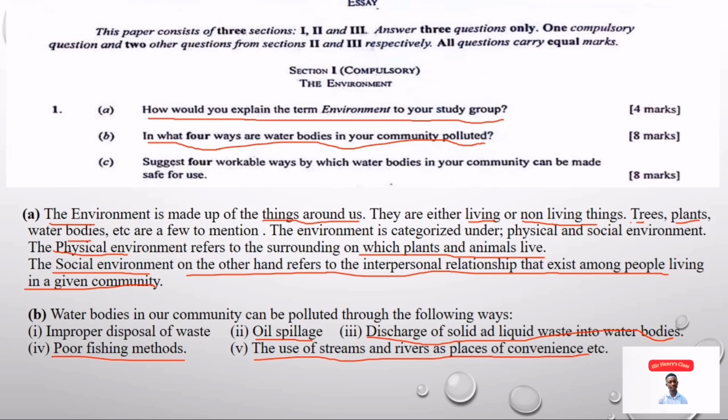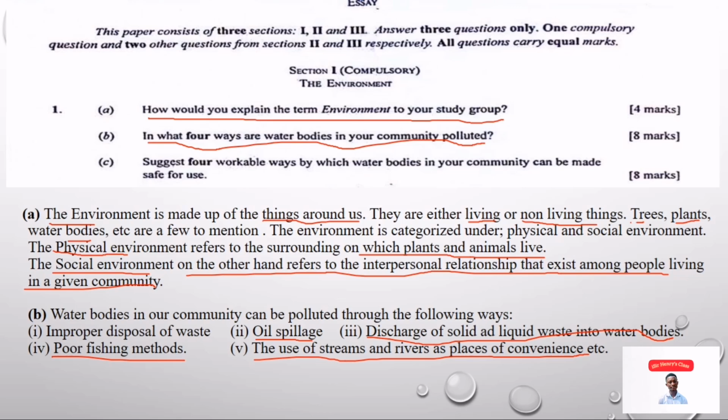1B says that in what 4 ways are water bodies in your community polluted? Basically, it's talking about causes of water pollution. 1, we can talk about improper disposal of waste. 2, oil spillage. 3 is the discharge of solid and liquid waste into water bodies. 4, poor fishing method. And 5, the use of streams and rivers as places of convenience.